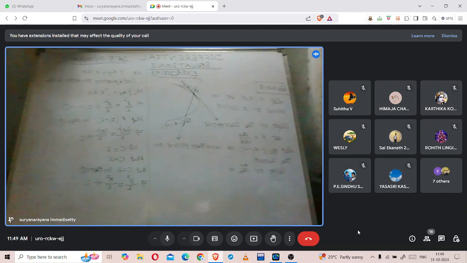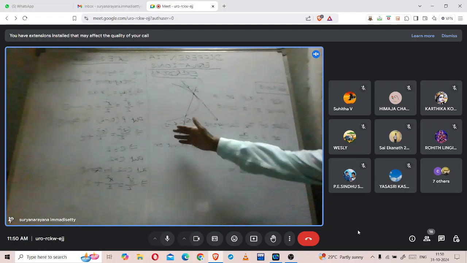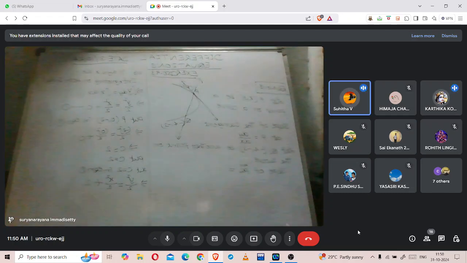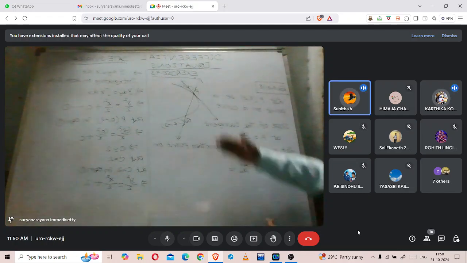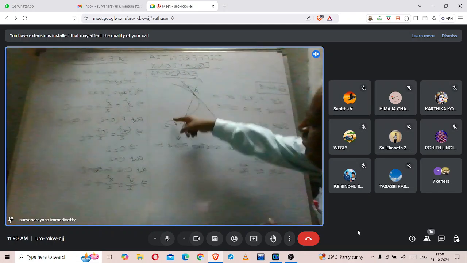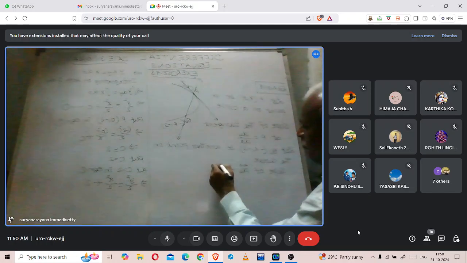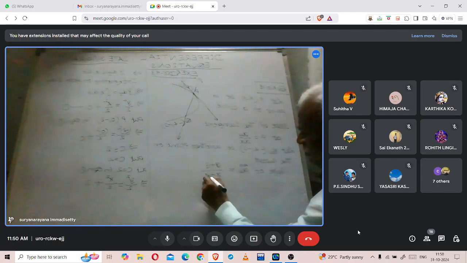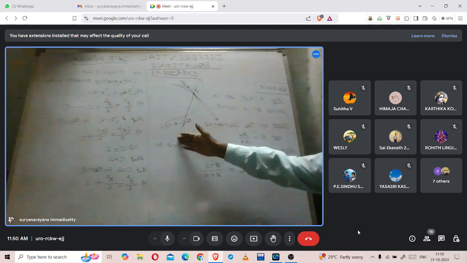Are you getting my point? Two points are given on a line, (x1, y1) and (x2, y2). If two points are given, how do you find the slope of the line? Slope is (y2 minus y1) by (x2 minus x1). So the slope is (y plus 3) by (x plus 4). This is the slope of this line PQ.